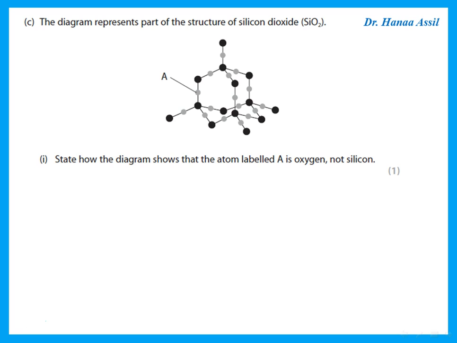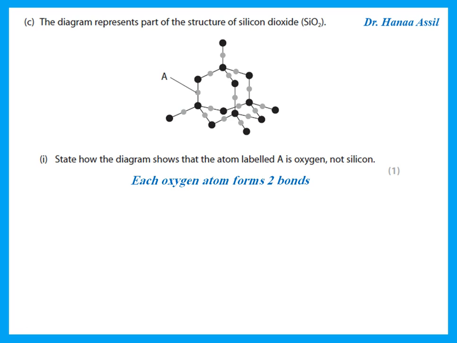The diagram represents part of the structure of silicon dioxide. State how the diagram shows that the atom labeled A is oxygen, not silicon. How do we know that A is oxygen? If you look at the periodic table, oxygen is in group 6. That means it has 6 electrons in its outermost shell. That means it needs how many? It needs 2. So any oxygen atom has to form 2 bonds. And the atom A has only 2 bonds.